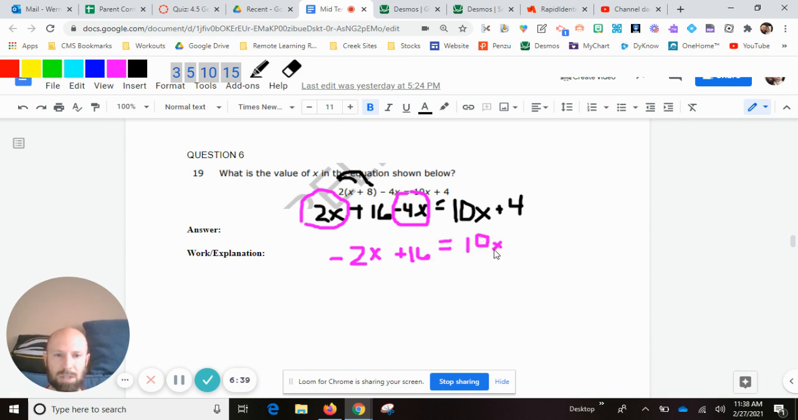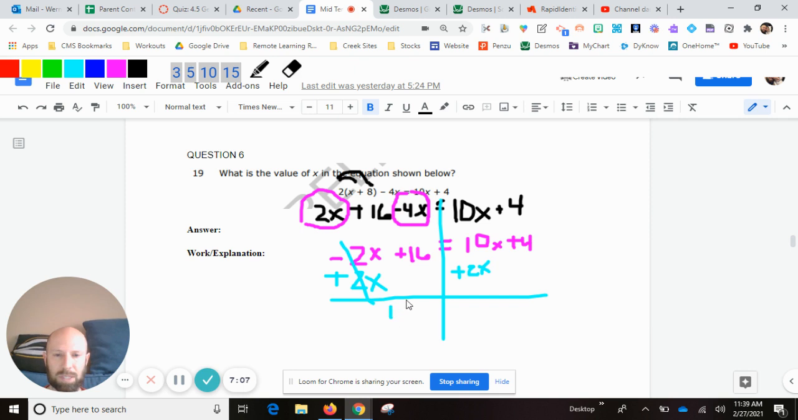We want to get all the x's to one side, so we need to find out who the bully is. The bully is the bigger value in front of the x, the coefficient, 10 or negative 2. 10 is the bully, so 10 is going to pick on the negative 2. So how do we get rid of this negative 2? We're going to add 2x to both sides. When we add 2x to both sides, that will get rid of the x on the left side.